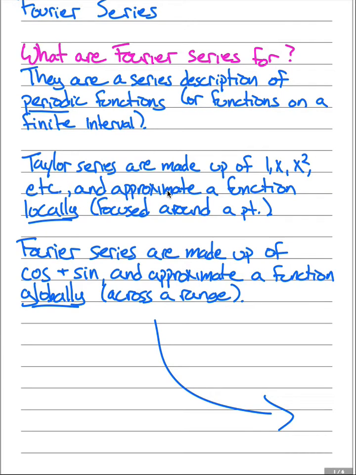In contrast, Fourier series are made up not of polynomial terms, but of trigonometric terms, sine and cosine. And what they do is approximate a function globally, meaning across an entire range, rather than focused around a single point. And you'll see how this works in a moment.